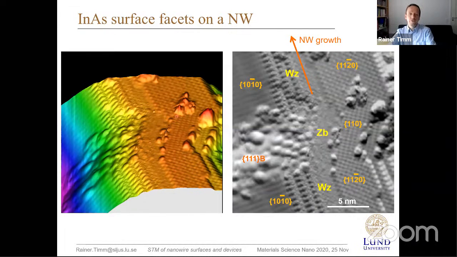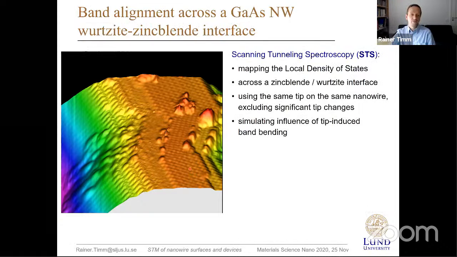And as I said before, in addition to the structure, which is maybe nice to see how the atoms are aligned, if you want to use such a nanowire in an electronic device, you're interested in the electronic properties that you have here. So what we can also do is perform scanning tunneling spectroscopy, where we can map or image the local density of states.